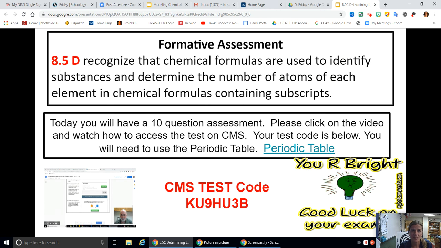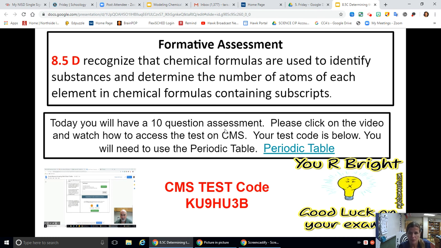Your formative assessment is on 8.5D, recognizing chemical formulas are used to identify substances and determine the number of atoms of each element in a chemical formula containing subscripts. So, for example, I gave you the chemical formula for chocolate. You would use that chemical formula to identify the substance, and then you would use that chemical formula to determine the number of atoms of each element we would need to make chocolate.